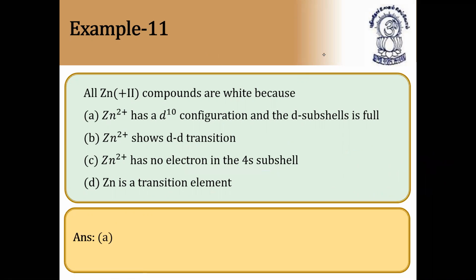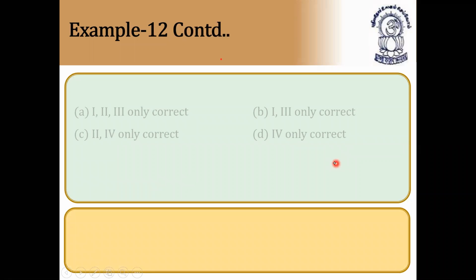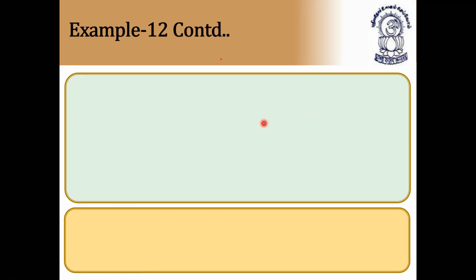Next question. Many transition metals form interstitial compounds. The characteristics of these interstitial compounds are, so which of the following is correct regarding interstitial compounds? This we have discussed in lecture 2. They have high melting points, higher than those of pure metals. They are very hard. They retain metallic conductivity. They are chemically more reactive than pure metals. So these are the 4 statements given, and the continuation of this question will be presented in the next slide. You can just see here. In the next slide, only 1, 2, 3 are correct. What is 1, 2, 3? Let us see the previous slide.